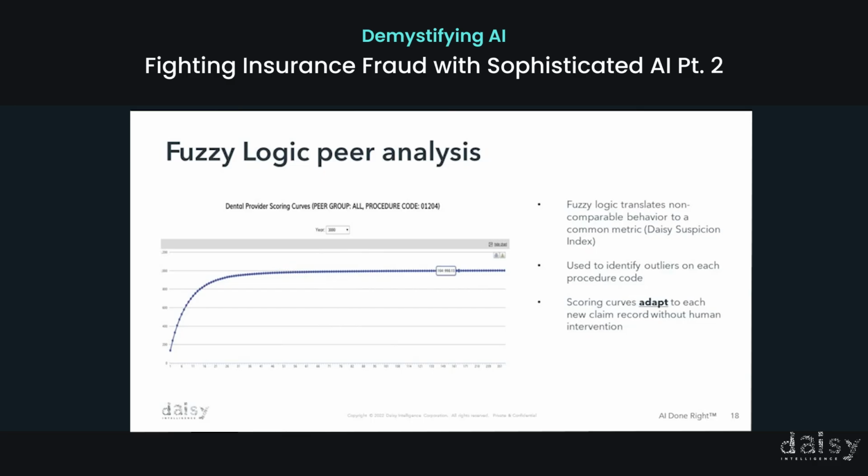And so we calculate a feature for each of the peer group for all dentists. We create a peer group of all dentists, and we count how many times each provider used this procedure code over the course of a year. So we can see on the horizontal axis, the number of providers that used it one time versus did it 351 times in the year.